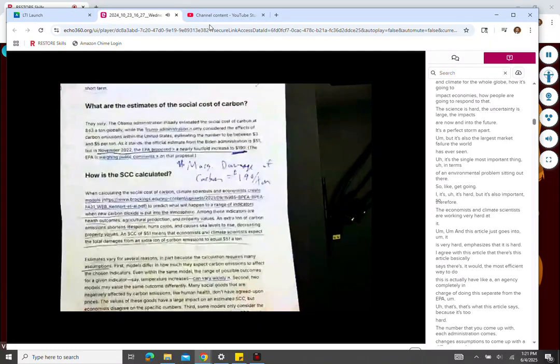But it's also the largest market failure the world has ever seen. It's the single most important thing in terms of an environmental problem sitting out there. So get going. Right? It's hard, but it's also important. So therefore, the environmental economists and climate scientists are working very hard at it.